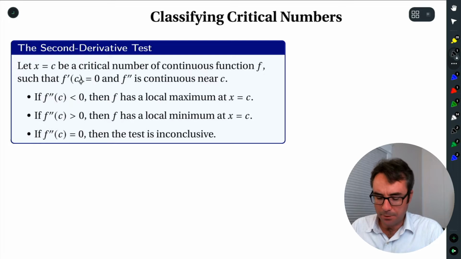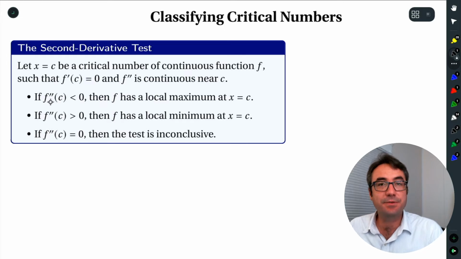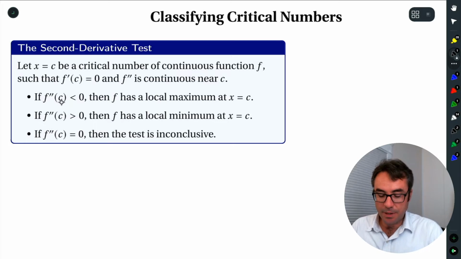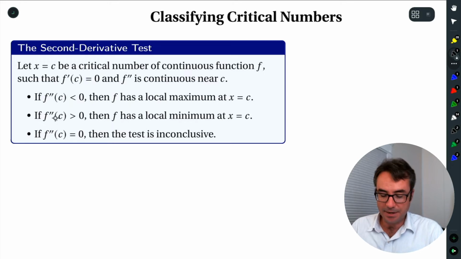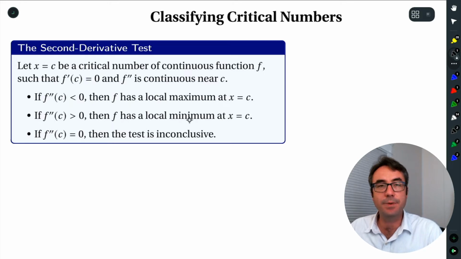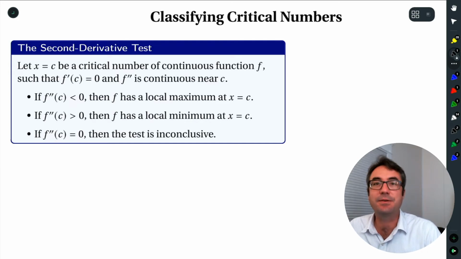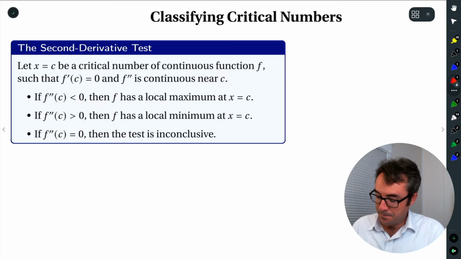All right. Well, there's 3 options here for the second derivative. The way the second derivative test works is we first identify our critical numbers, then we calculate the second derivative, and then we plug our critical number into the second derivative. If the second derivative is negative, then we have a local max. If the second derivative is positive, then we have a local min. And if the second derivative is 0, then this test is inconclusive, and we have to use the first derivative test.